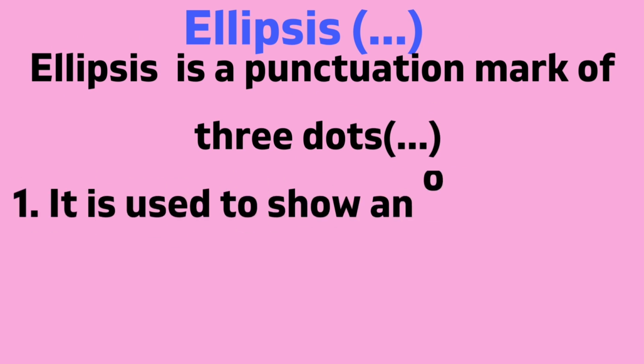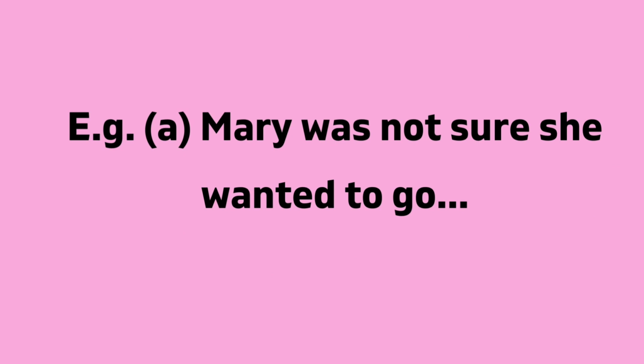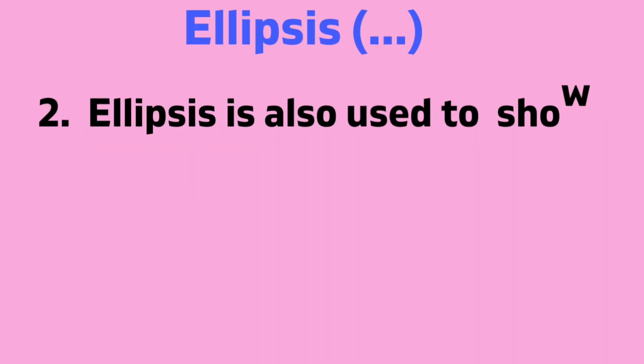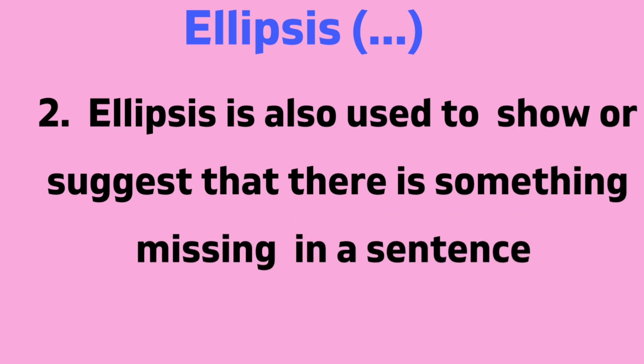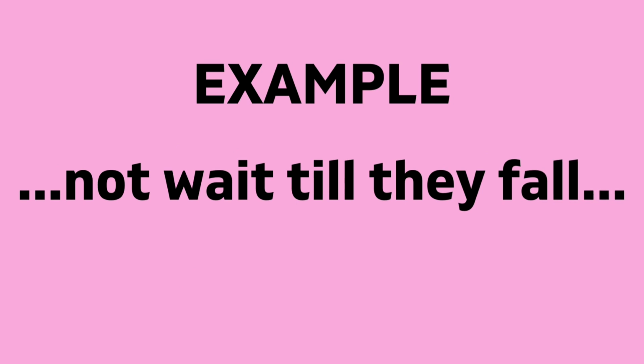Now the next one is ellipsis. Ellipsis is a punctuation mark of 3 dots. It's used to show that a word was omitted from a sentence purposefully. Used to show the purposeful omission of words, that something is missing in a sentence. Example, you can see my 3 dots, wait till they fall.